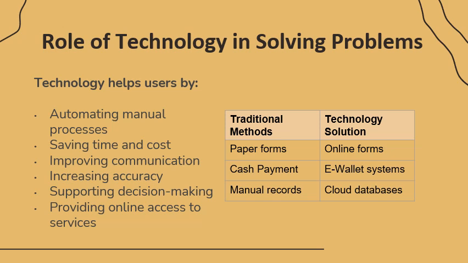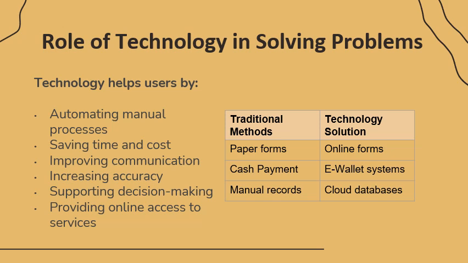It also increases accuracy by reducing mistakes in data handling and processing while supporting better decision making through timely access to reliable information. Furthermore, technology provides convenient online access to various services that allow users to perform activities anytime and anywhere with greater flexibility.